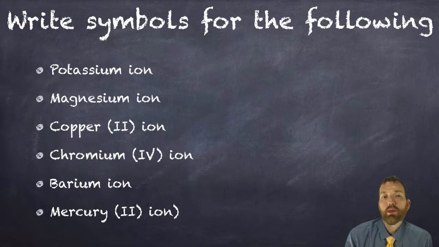Okay, we also should be able to go from the name to the symbol. So again, pause this video and give these a try. And when you're ready, unpause it and see how you did. Okay, let's see how we did. Potassium ion. So potassium is element K, and it's in group 1, so it gets a +1 charge.